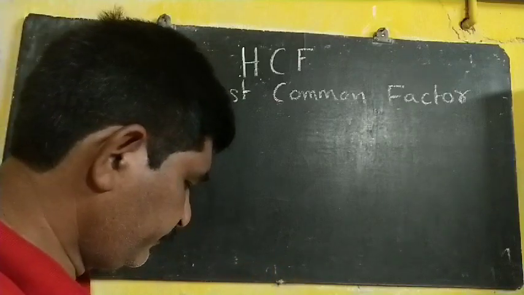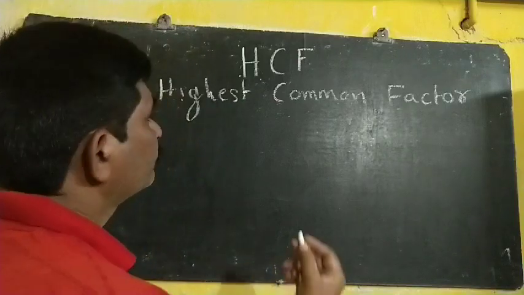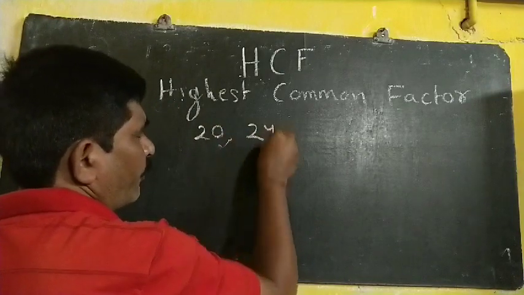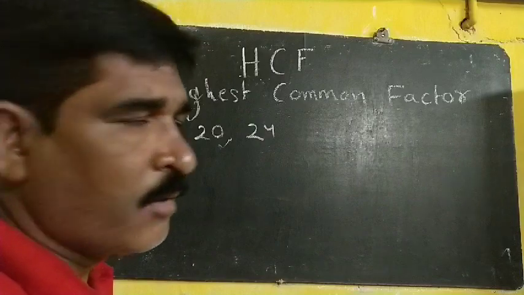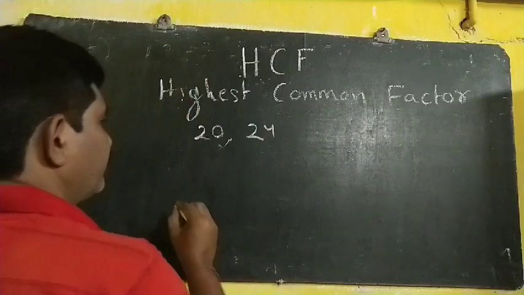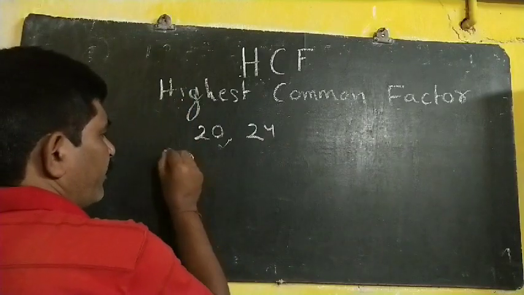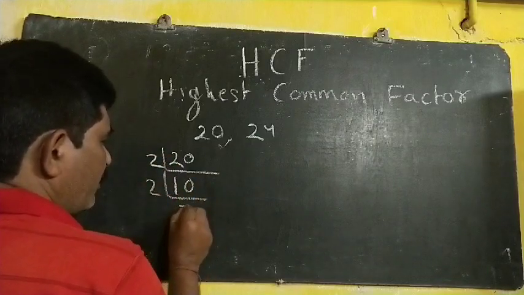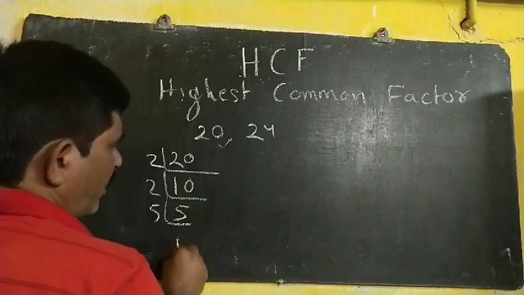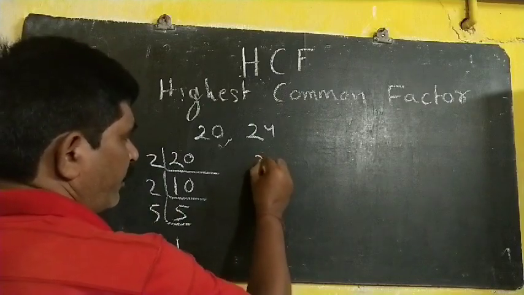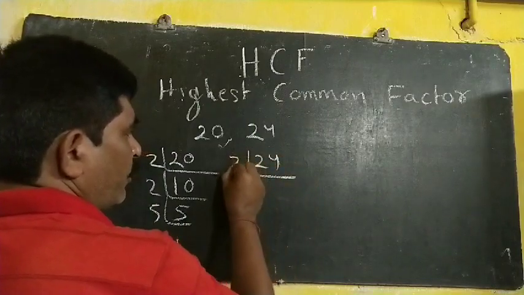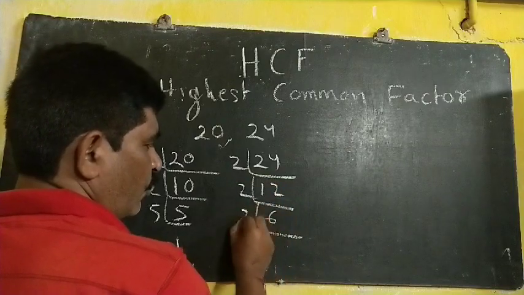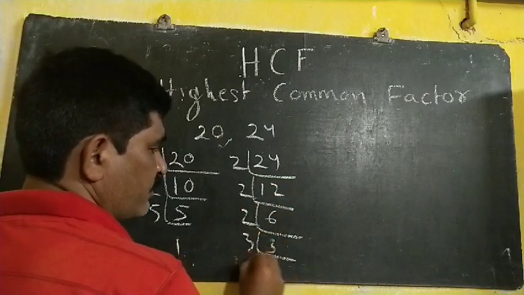Suppose we work on 20 and 24. What is the highest common factor? First we have to find factors. Factors of 20: 2 goes into 20 ten times, 2 goes into 10 five times, 5 goes into 5 one time. And 24: 2 goes into 24 twelve times, 2 goes into 12 six times, 2 goes into 6 three times, 3 goes into 3 one time.